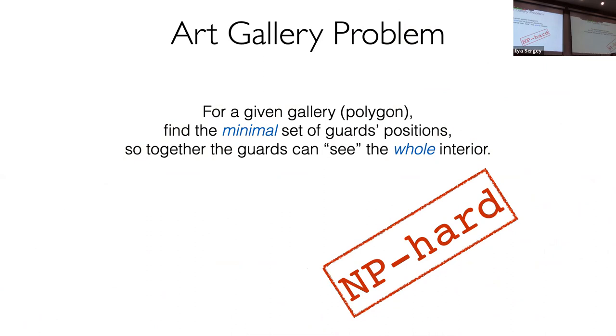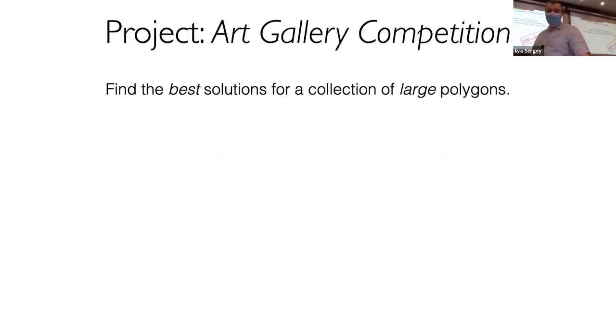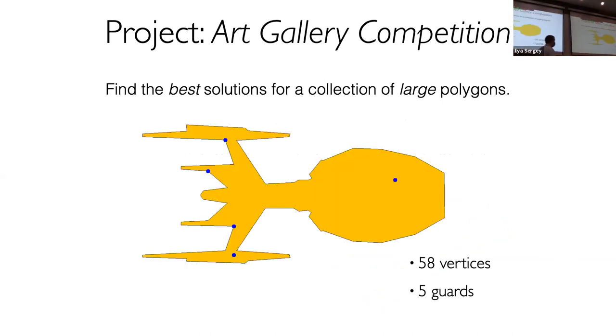But luckily, this is a problem for which we don't necessarily want the optimal solution. We just want to have a solution. And now you see where I'm going with it. Because if we just want a solution, we might have some solutions that are better and some that are worse, and that is the subject of the competition. So how about we make it into something fun to compete over: find the best solutions for a collection of very large polygons.